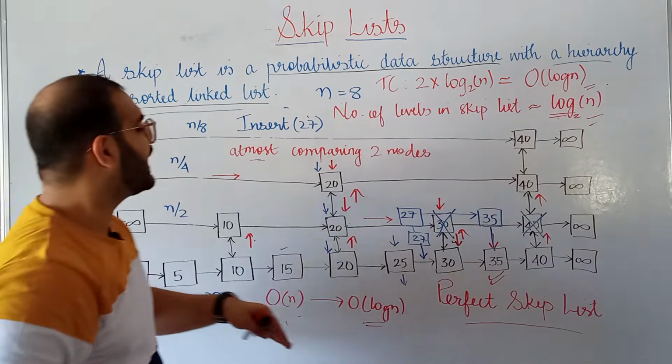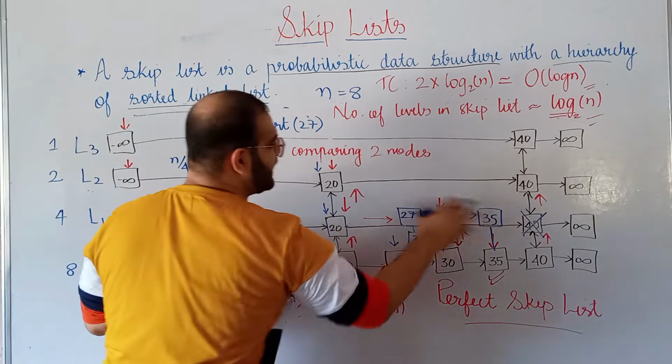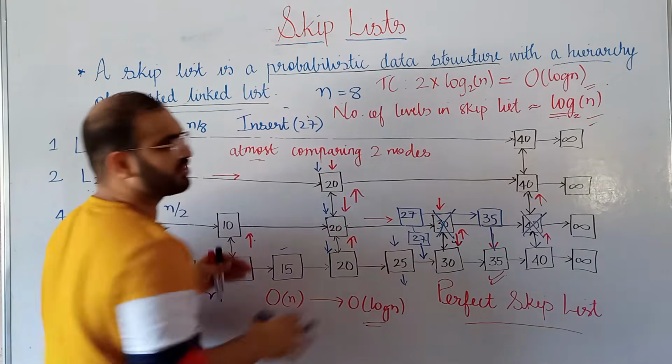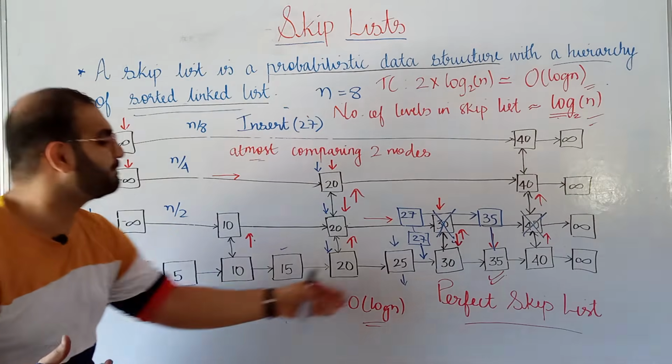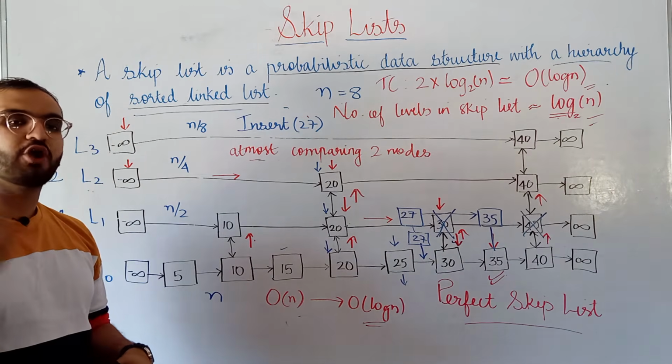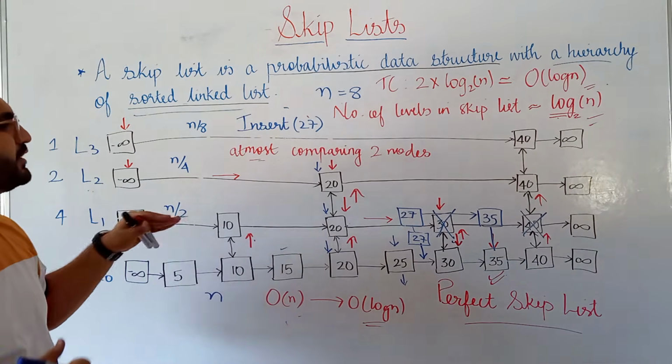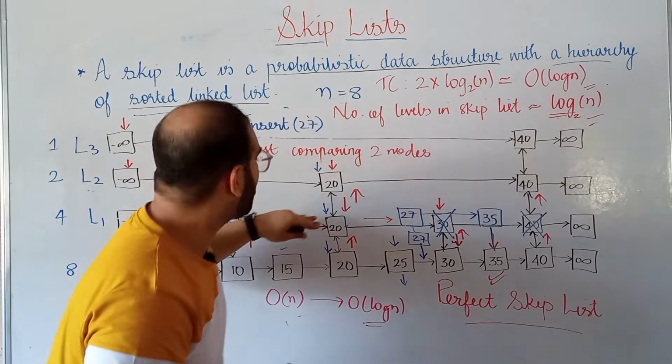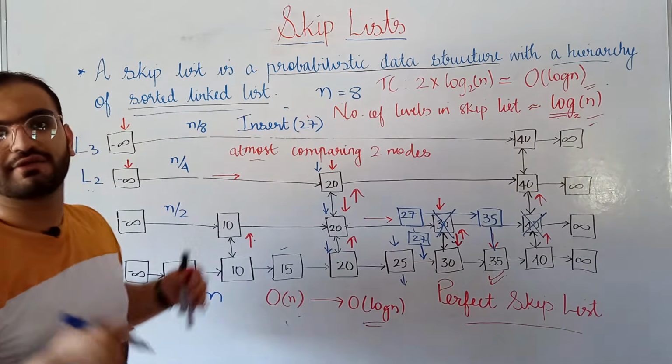So as you can see, there will be a change in case of L1, and again there will be a change in case of L2, in order to maintain a perfect skip list, or in order to ensure that only the alternate nodes are promoted to the next level, right?